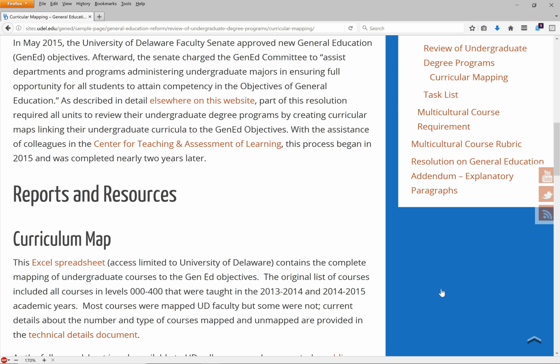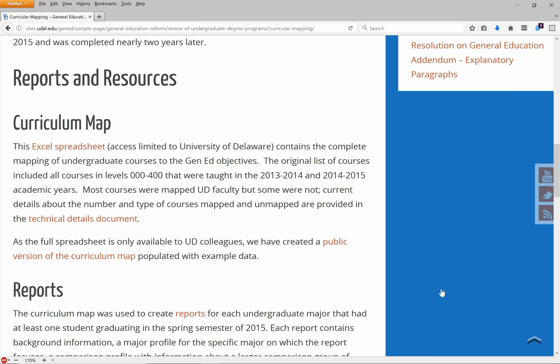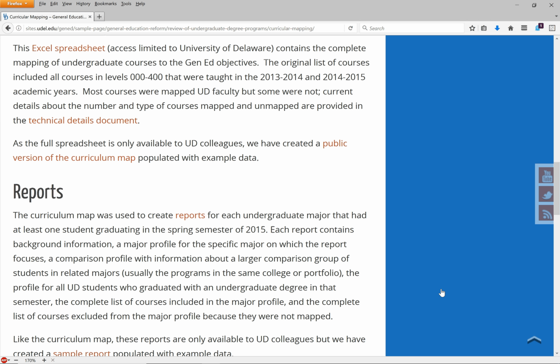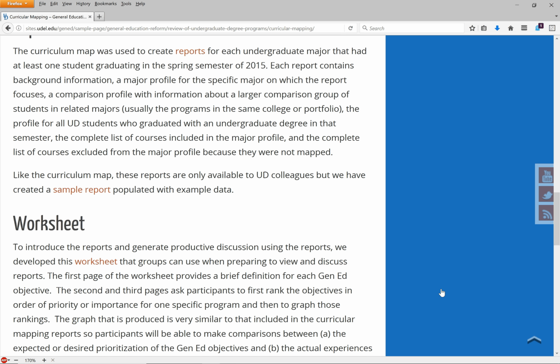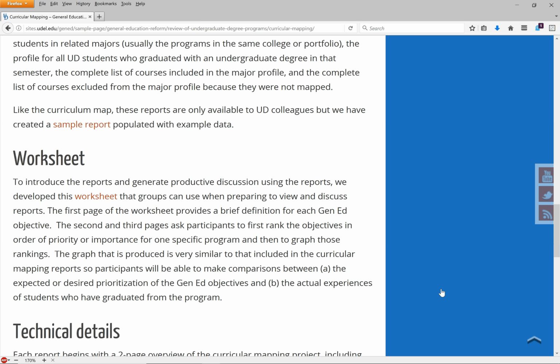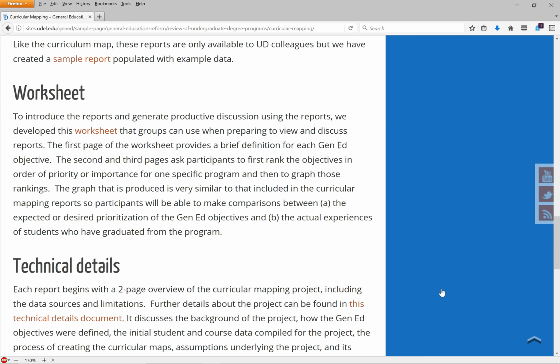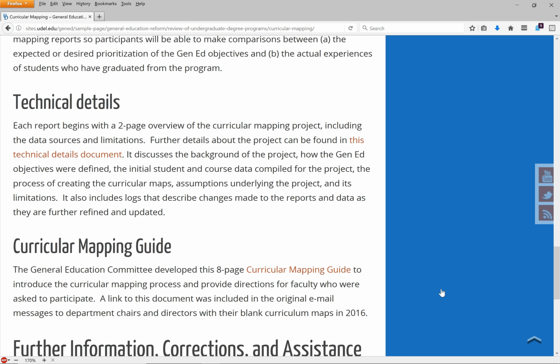Two of these resources, the curriculum map and the reports, are only available to University of Delaware colleagues who are logged into Google using their UD email address. However, we've developed examples of the map and reports for our non-UD colleagues. We also have a worksheet that is useful for introducing the Gen Ed objectives and beginning discussion of how they are prioritized in a particular program's curriculum. Each report has a brief summary of the entire process, but we've also developed a detailed document with all of the technical details. Finally, we have the guide that was originally sent to faculty in 2016 with the instructions on how to complete the curricular maps.